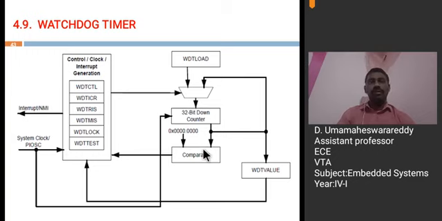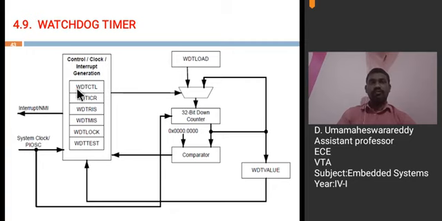And here you can see WDT load. WDT load means watchdog timer load register. And here, WDT value, watchdog timer value register. And here this one is the control or clock or interrupt generation block, which contains the following registers: WDT CTL, WDT ICR, WDT RIS, WDT MIS, WDT lock and WDT test. Let us see each one in detail.